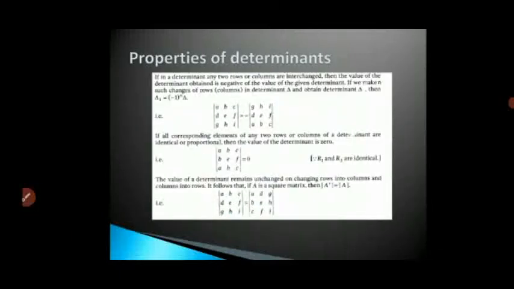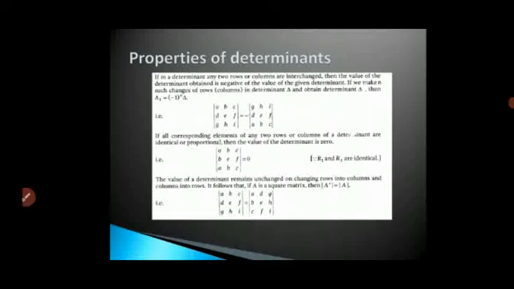Let us discuss what are properties of determinant. In a determinant, if any 2 rows or columns are interchanged, then the value of the determinant obtained is negative of the value of the given determinant. Now if all the corresponding elements of any 2 rows or columns of a determinant are identical or proportional, then the value of determinant becomes equal to 0. The value of determinant remains unchanged on changing rows into columns and columns into rows.